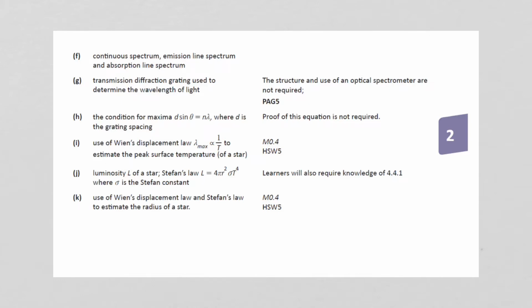We've then got Stefan's law, and again luminosity comes back from the HR diagrams, and then we get another constant to look at. But in essence, power is proportional to the size of the star, so there's our surface area, there's our constant, and then temperature to the power of 4 in Kelvin. And we can use Wien's displacement law and Stefan's law to work out the radius of a star, so how big it is.